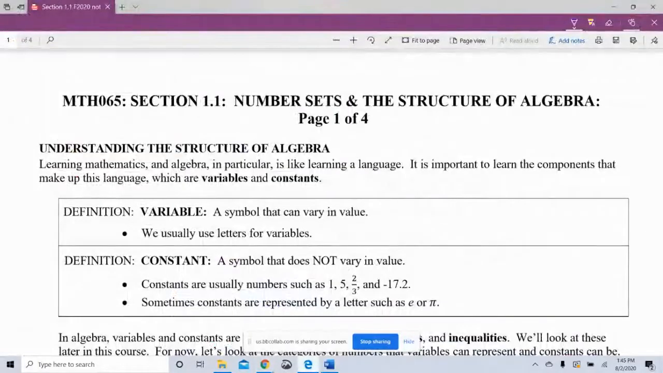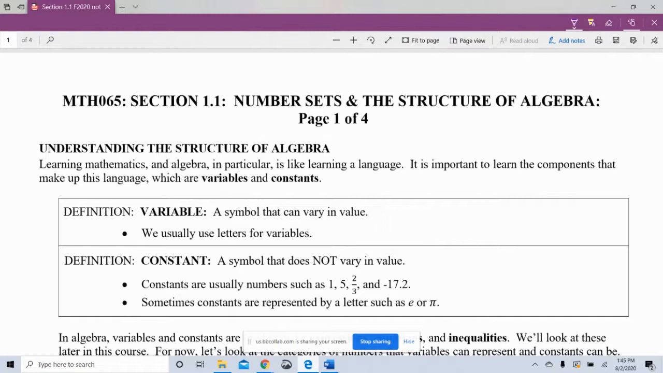Well, welcome to your first lecture of Math 065. We're starting in section 1.1, and you can see the title is Number Sets and the Structure of Algebra. So this is the lecture guide that I created to go through all of the content of this first section, leading into your first homework assignment, the section 1.1 homework assignment in MyLab Math that corresponds with this one.